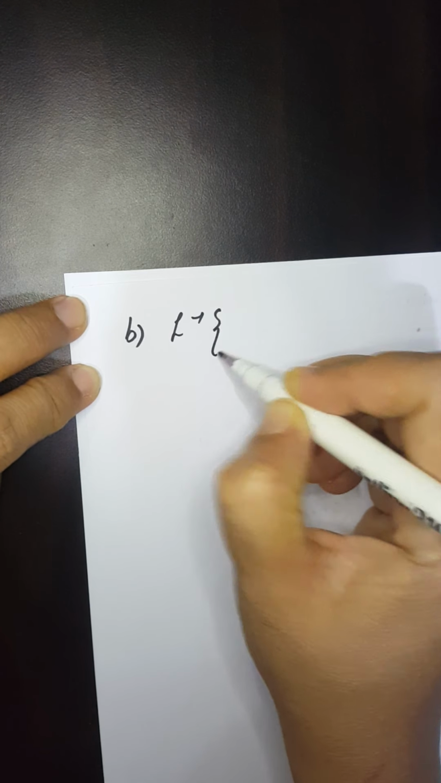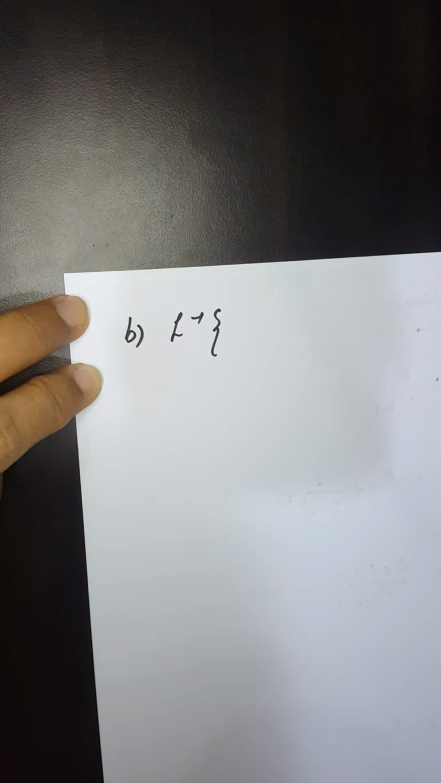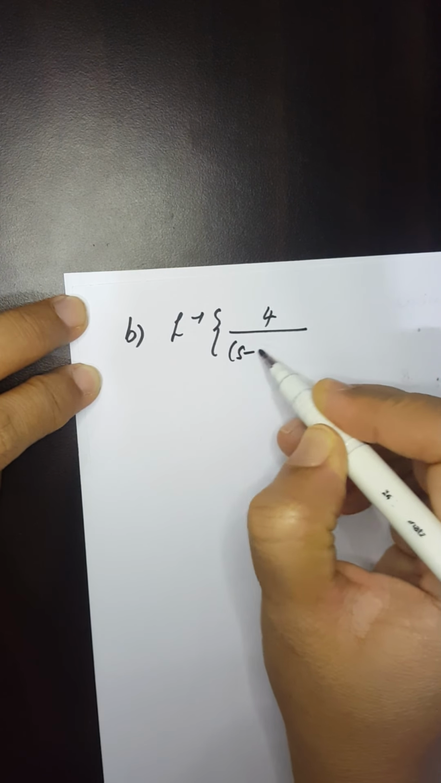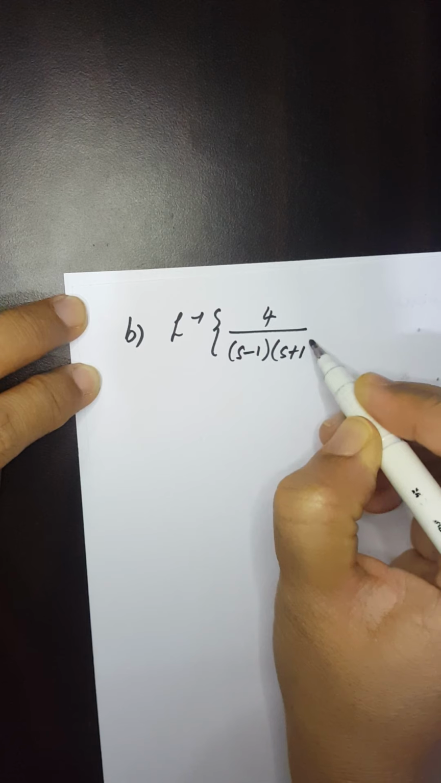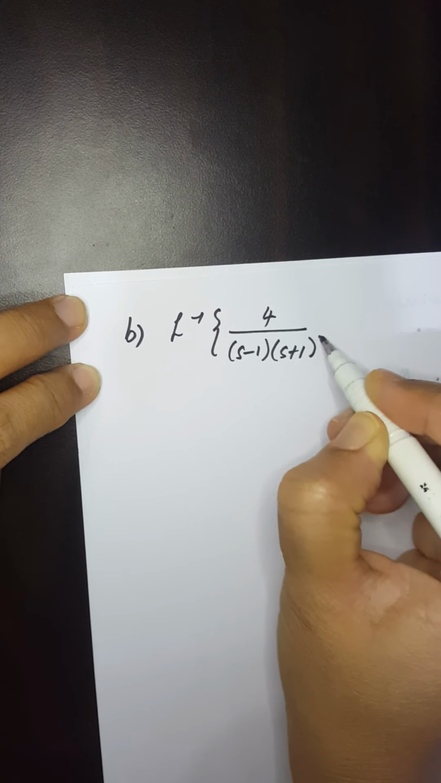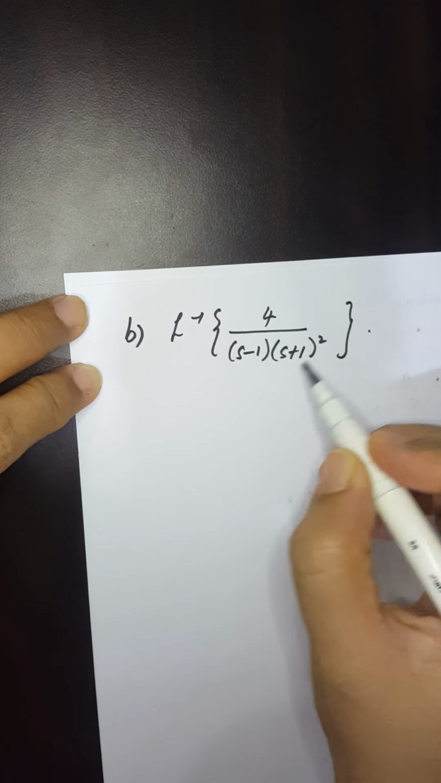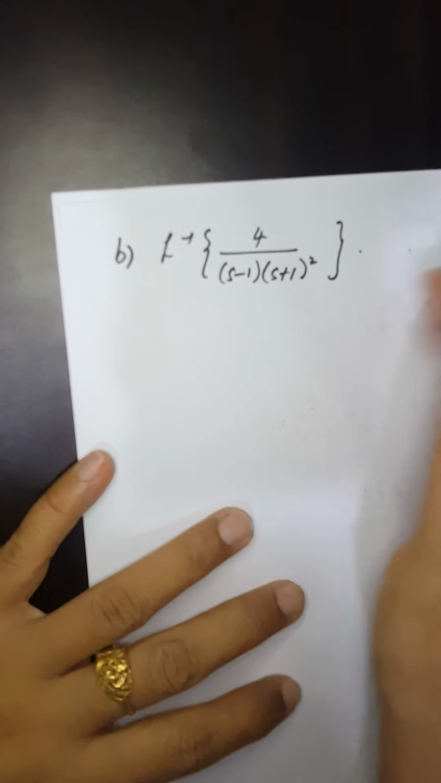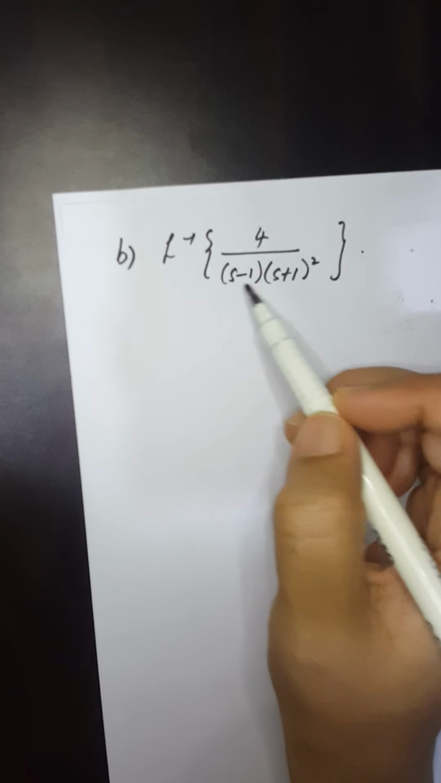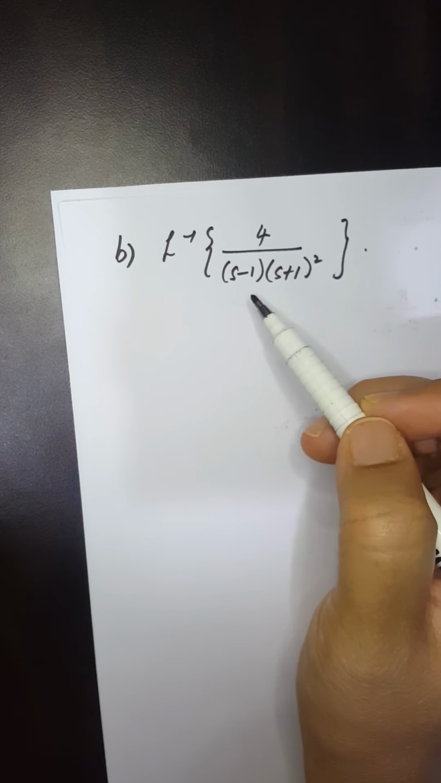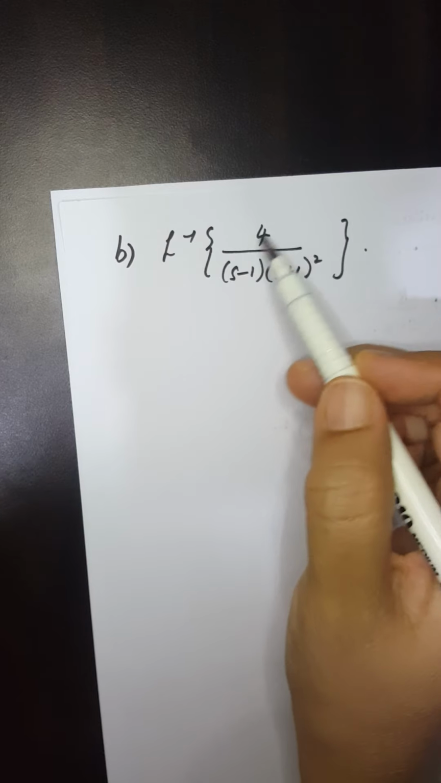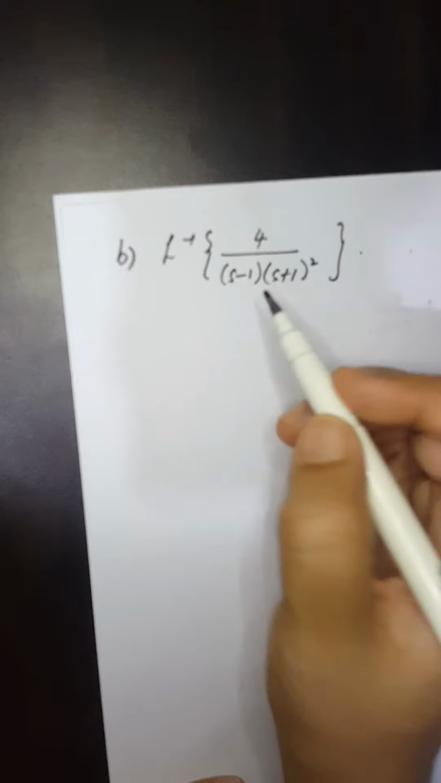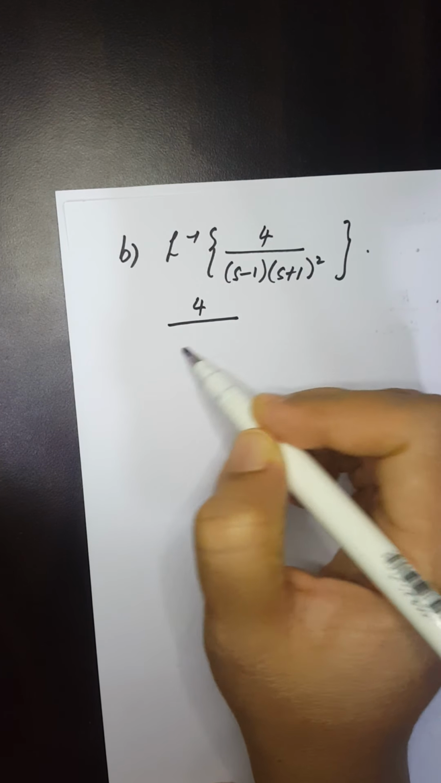Laplace inverse of 4 over (s minus 1)(s plus 1) squared. So as you can see, we have repeated factors over here in the denominator, so again we don't have functions like this in the table, so we need to modify the fraction into partial fractions.